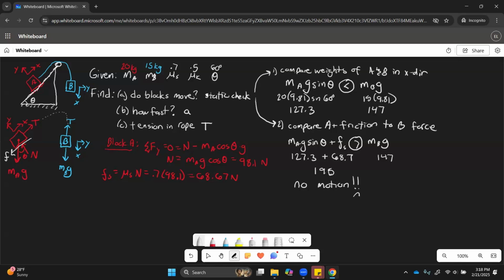So here the blocks do not move. And so we know that therefore acceleration equals 0, and tension in the rope is just going to be the weight of B. So that solves this version of the problem.